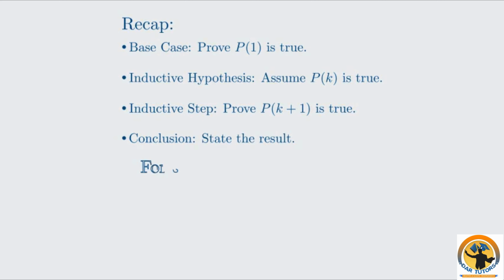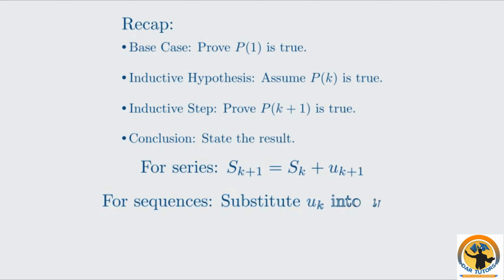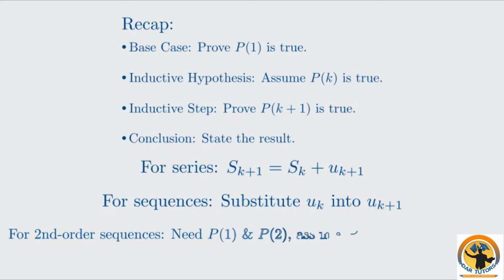For series, the key is to split the sum S_{k+1} into S_k plus the (k+1)th term. For sequences, we substitute the inductive hypothesis into the recurrence relation. And for second-order recurrence relations, we need two base cases and two assumptions in our hypothesis.